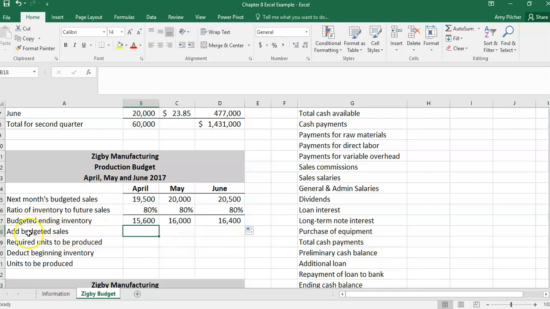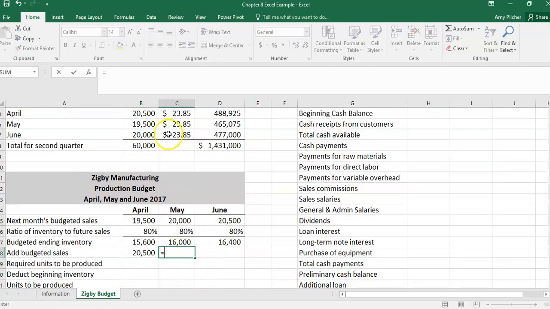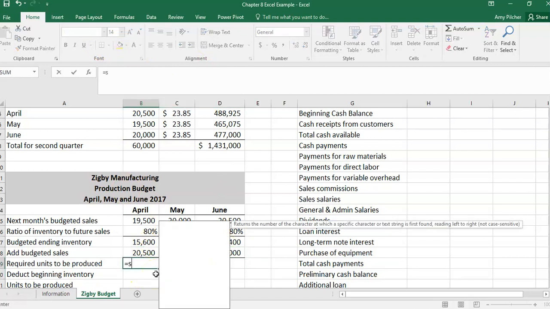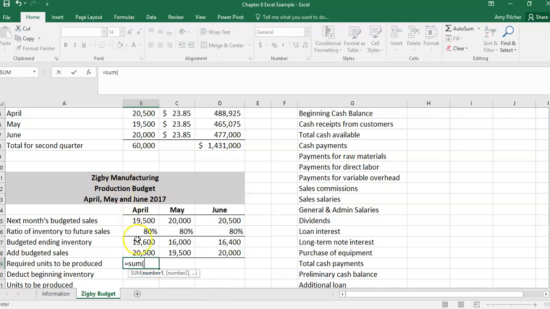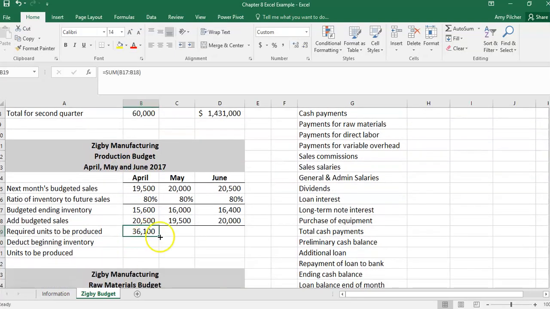Then we add this month's budgeted sales. So what we plan to sell in April, what we plan to sell in May, and what we plan to sell in June. We add our budgeted ending inventory plus our budgeted sales for the month, and that tells us how many units we need both to meet our sales for the month and to meet our budgeted ending inventory goals.